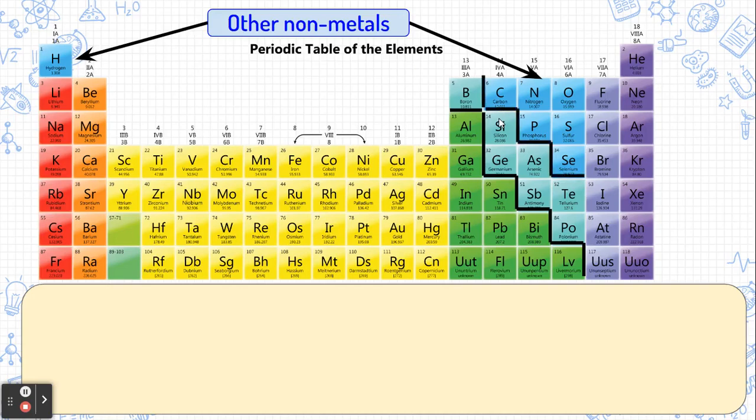We have C, N, O, P, S, Se. Okay. What are these called? The first ones were called other metals. These are called what? Non-metals.